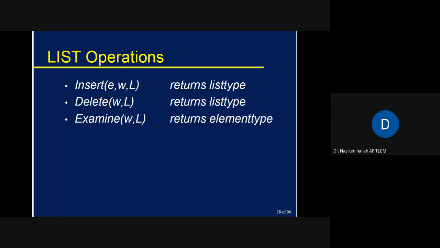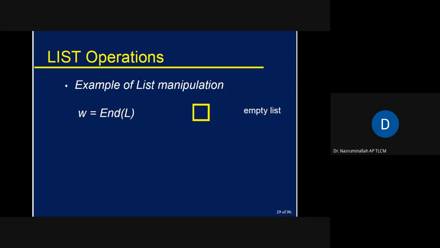Examine W L is used to extract an element at location W in the list, and it returns an element which is contained within the W location within the list. The extraction makes a copy of the existing element at the position W, and then that copied element can be used for performing different operations.